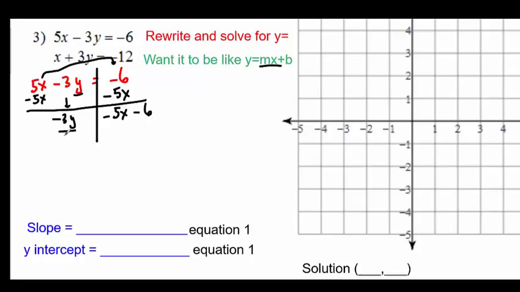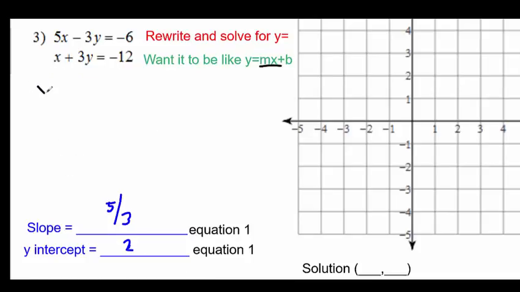And now I got to divide, get rid of this -3, so I'm going to divide everything by -3. So I get y equals, and what do I get here? -5 divided by -3. Just leave it alone, but the negatives cancel. So I get 5 over 3x, and -6 divided by -3 is a +2. And so for equation 1, we can easily identify now our slope is 5 over 3 and our y-intercept is 2.